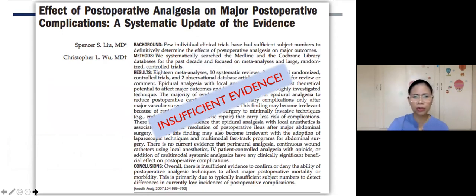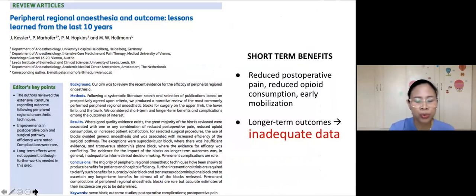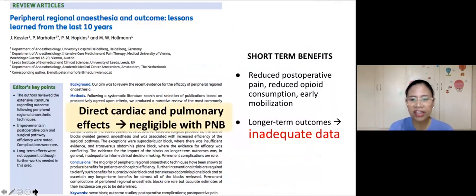Okay? What about peripheral nerve blockade? So this paper reviewed trials on peripheral nerve blockade. And they say that, of course, the direct cardiac and pulmonary effects of peripheral nerve blockade are negligible, all right? And they only proved the short-term benefits of peripheral nerve blockade in this review, no? They said that long-term benefits of PNB are still lacking due to inadequate data.